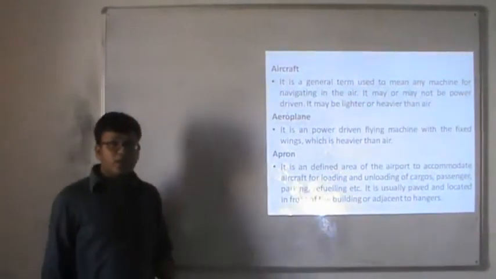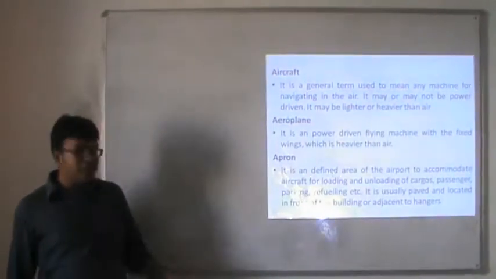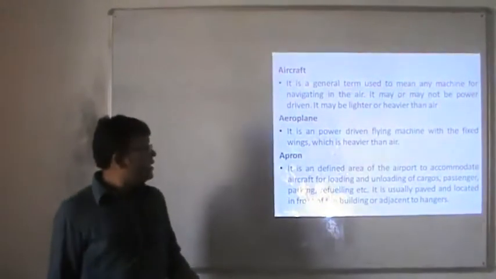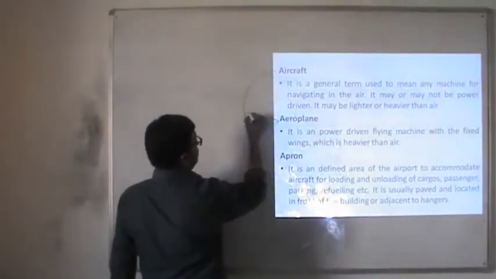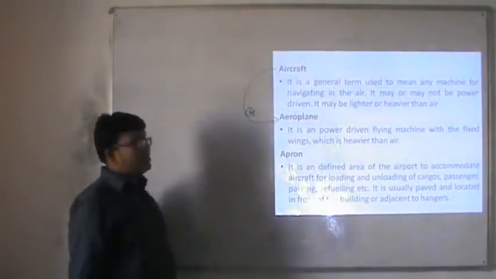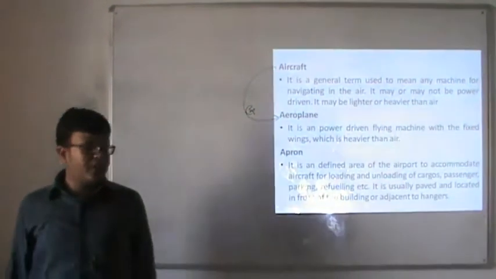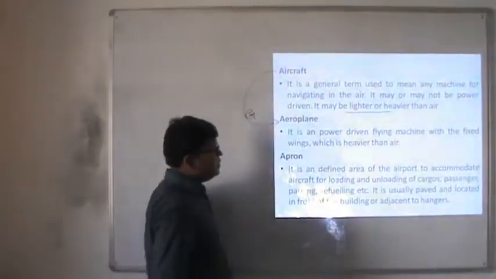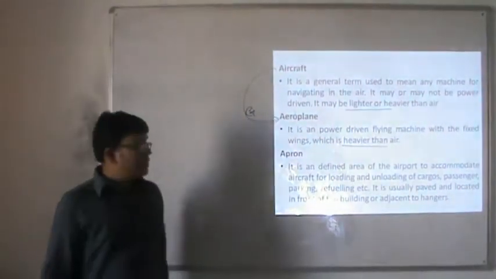Next we have the aeroplane. It is a power driven flying machine with a fixed wing, and it is heavier than the air. It is one of the examples of aircraft. What is aircraft? It may be power driven or may not be. While the airplane is power driven, and as a second condition, it is heavier than air. So this is one of the types of aircraft, as we were saying.